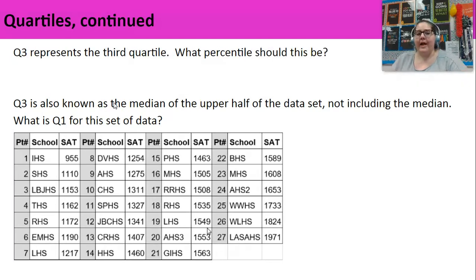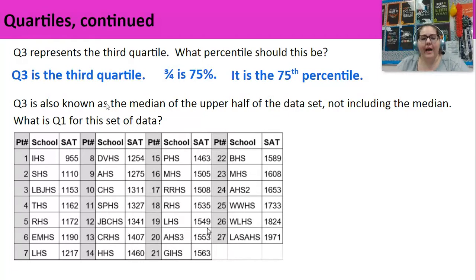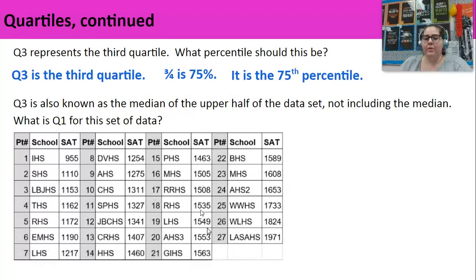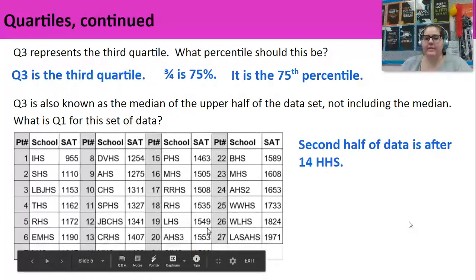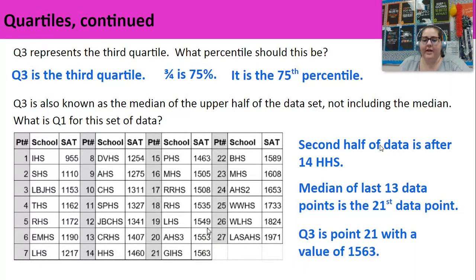So then the third quartile, Q3, would be the 75th percentile, but you can also think of it as the median of the upper half. So everything after the median, if we look at those numbers and find the middle number there, that would be the third quartile. So everything after number 14, which was our median, that 1460 number. So all these other numbers after it, if we find the middle number, which would be this 21st data point, which is that 1563 GIHS.